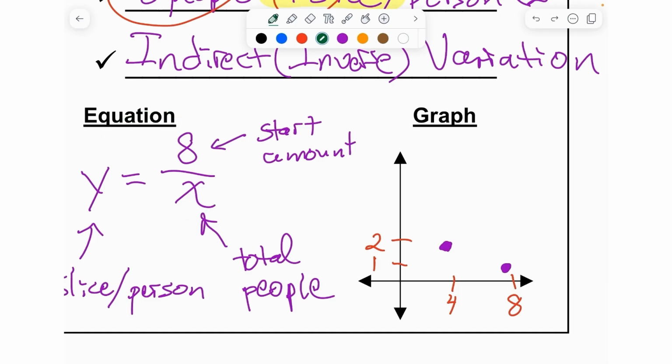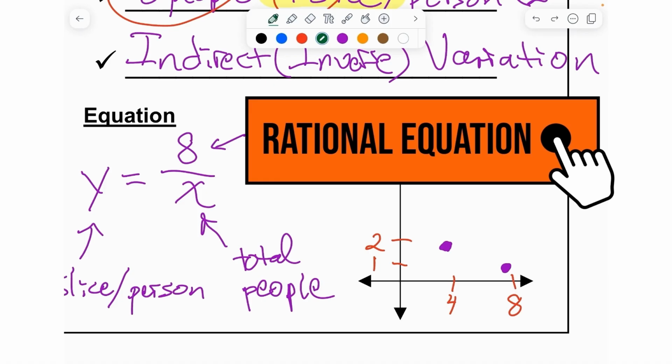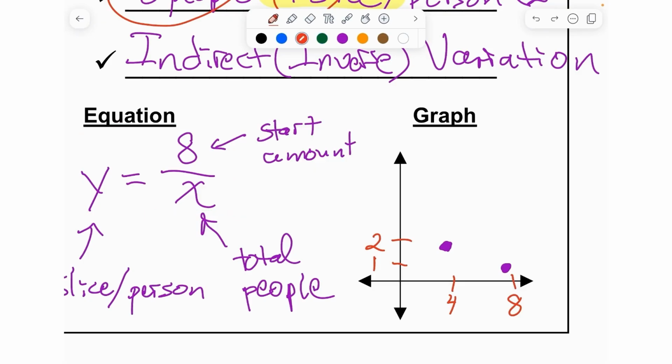And you're going to learn a little later this year that that's known as a rational equation. Y equals 8 over x is a rational equation. So it's different. How about we find another data point?